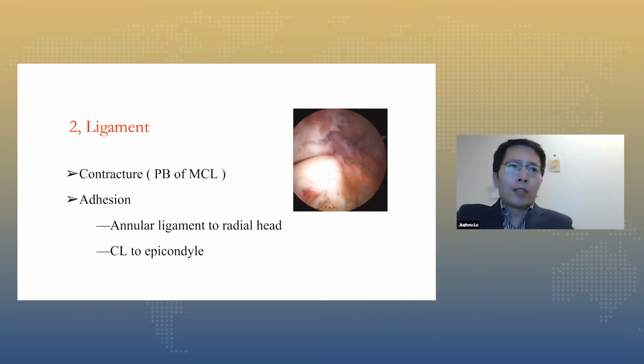The second soft tissue that may contribute to stiffness is the ligament. Posterior bundle of MCL contracture is very common in extension stiffness, and adhesion can happen between the annular ligament and the radial head, and the collateral ligament to the condyle.